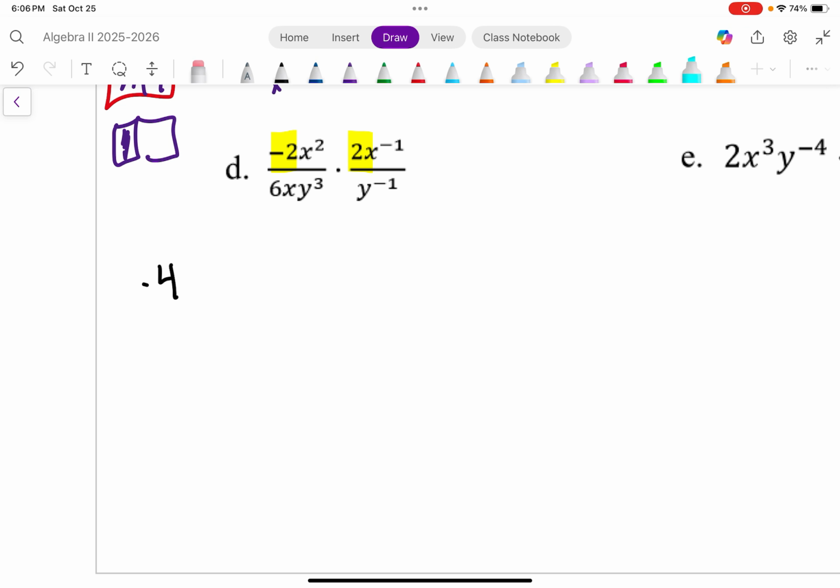And then you multiply the same variables together. So we have x squared times x to the negative 1. So we keep the base and add the exponents, and that comes out to x to the 1.